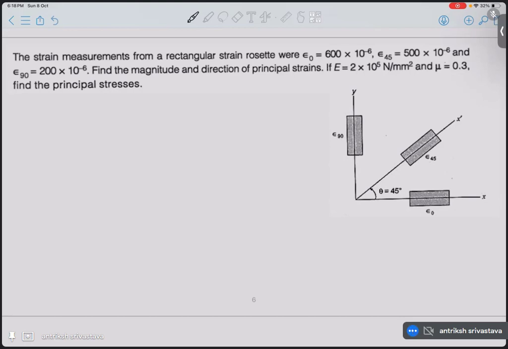The strain measurements from a triangular strain rosette: epsilon 0 is 600 into 10 power minus 6, epsilon 45 is 500 into 10 power minus 6, and epsilon 90 is 200 into 10 power minus 6. Find the magnitude and direction of principal strain if the modulus of elasticity is 2 into 10 power 5 Newton per mm square and Poisson's ratio is 0.3.